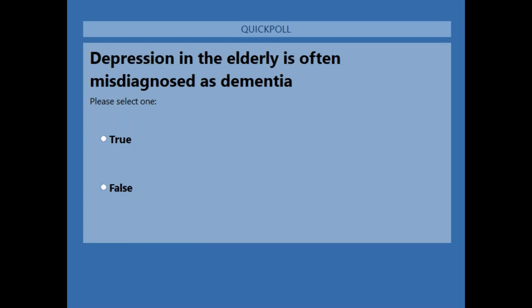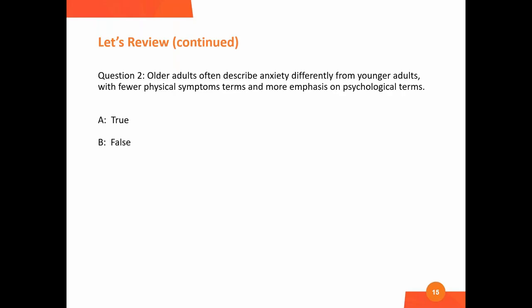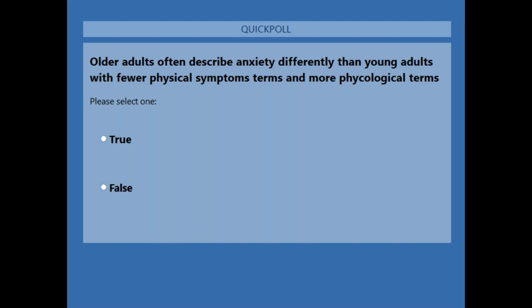All right, the answer to that is true. It's true that depression in the elderly is often misdiagnosed as dementia. So we want to make sure that we can be a support system for that proper differential diagnosis for the physician. Second question, older adults often describe anxiety different from younger adults, with fewer physical symptoms or terms and more emphasis on psychological terms. Is that true or false? Fewer physical, more psychological.